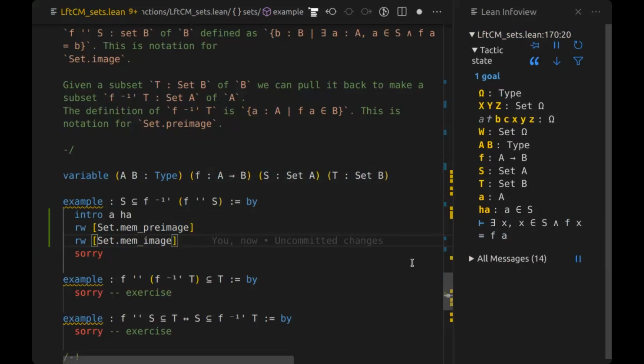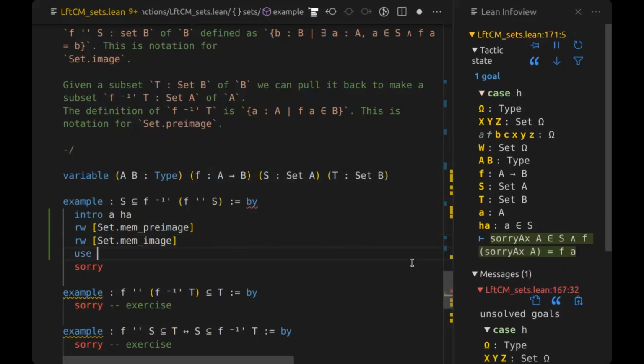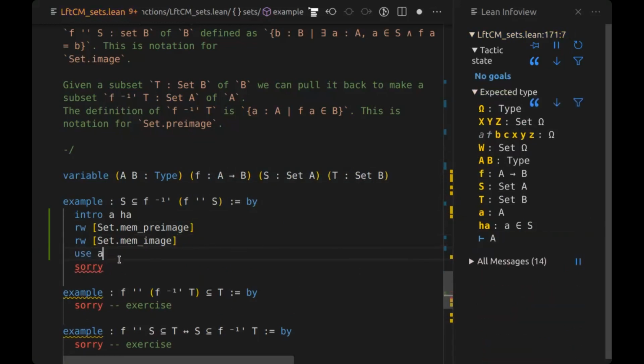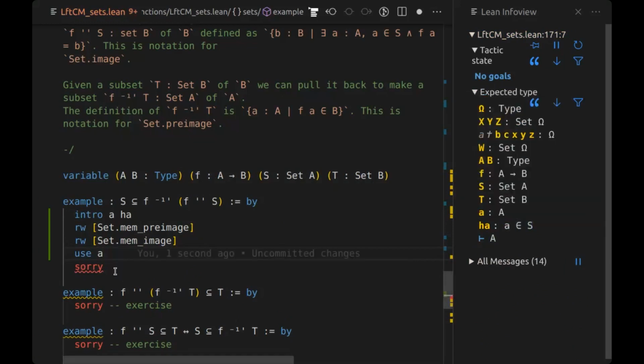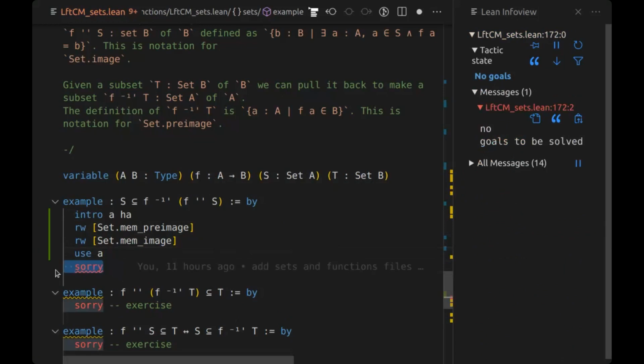It's just A, right? So I can just feed it to Lean. So I can use A. And it's going to be smart enough to figure out that because we already have this hypothesis A is in S, this finishes our goal. It's going to automatically check that it satisfies the properties.